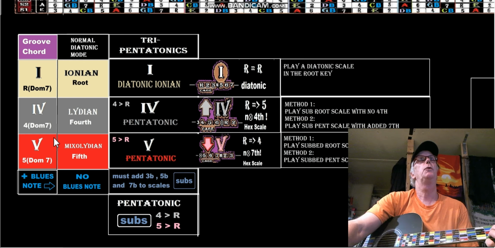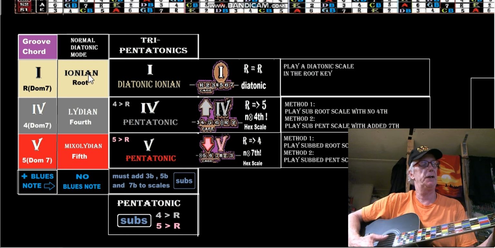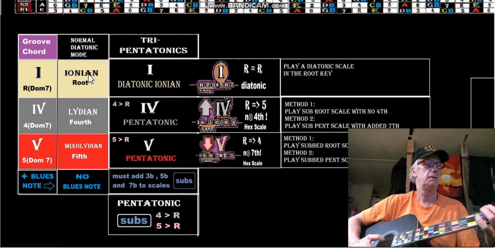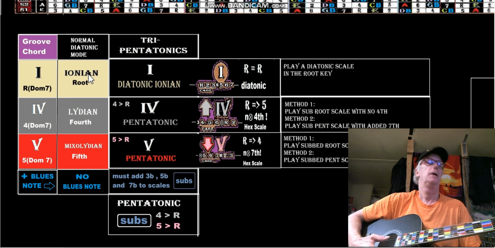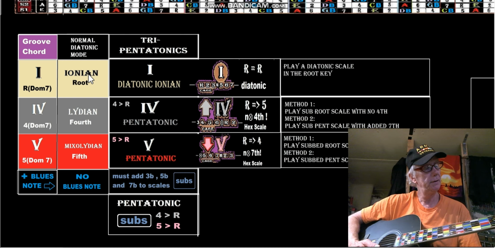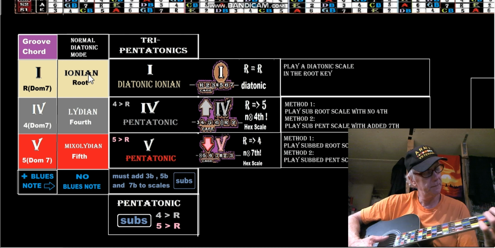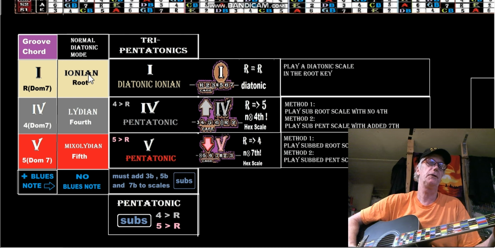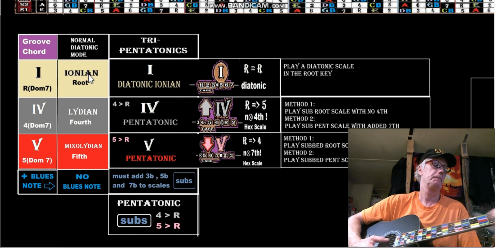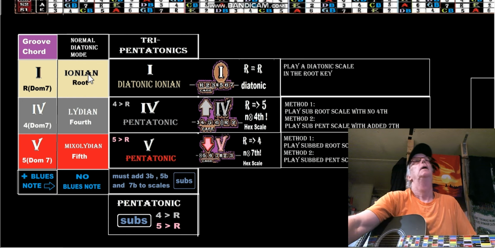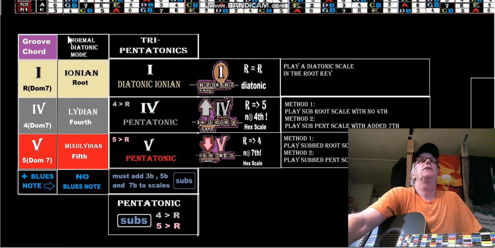That's just 1, 4, 5. Now if we want to do the scales, it's then to the Lydian 4th, and then to the mixed Lydian 5th, back to the 1st. Alright, so that's all that's saying in that second column.